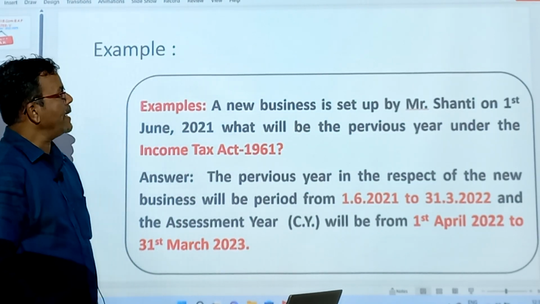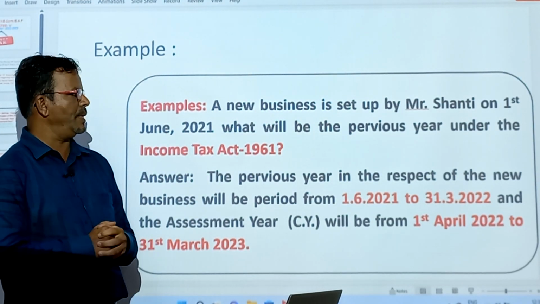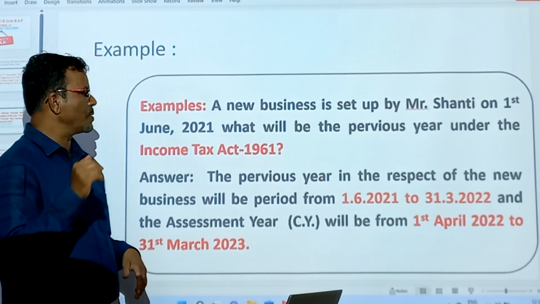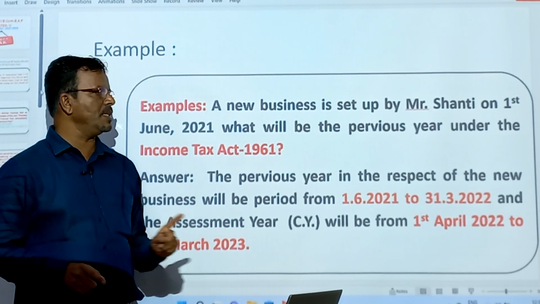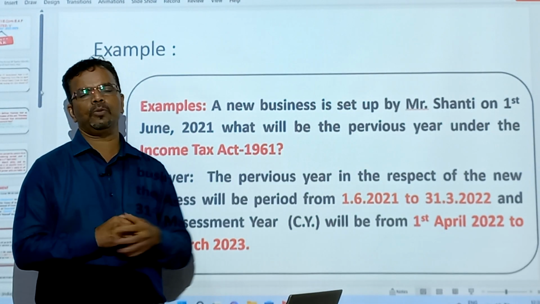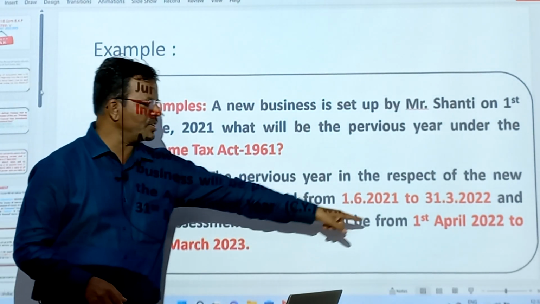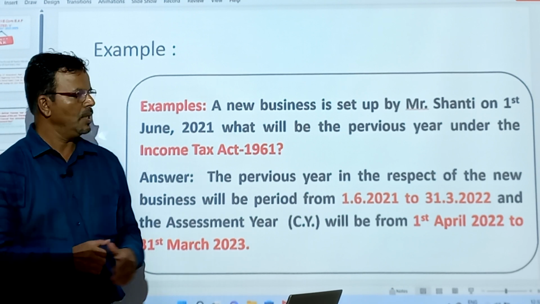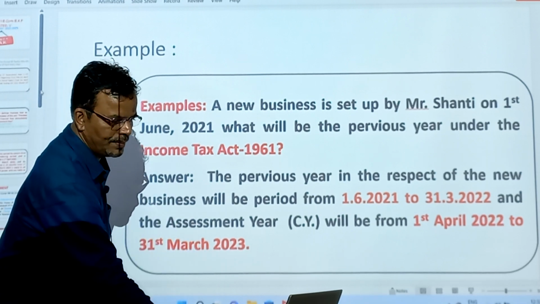After that, this is an example. A new business is set up by Mr. Shanti on 1st June 2021. What will be the previous year under the Income Tax Act 1961? The simple answer is there. This is a new business, starting from 1st June. So we have to take from 1st June up to 31st March 2022 as the previous year of the assessment year, 1st April 2022 to 31st March 2023. This is our assessment year, and this is our previous year.